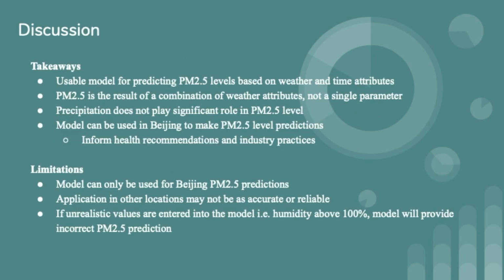So the takeaways. Essentially, we believe that we found a usable model for predicting PM 2.5 levels based on weather and time attributes. PM 2.5 is the result of a combination of weather attributes and not just a single parameter like humidity or temperature alone. Precipitation does not seem to play a significant role in PM 2.5 level. Ideally, this model can be used in Beijing to make PM 2.5 level predictions.